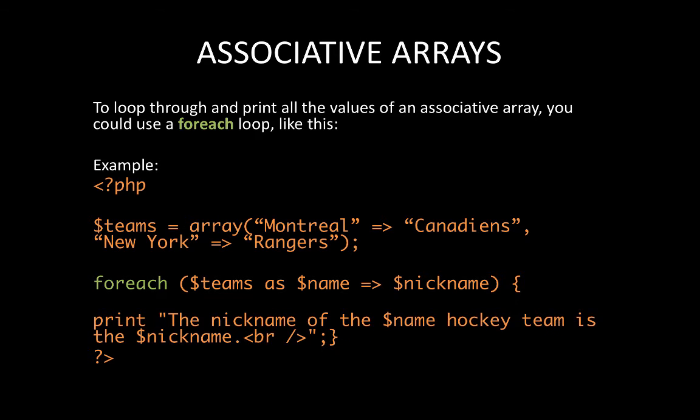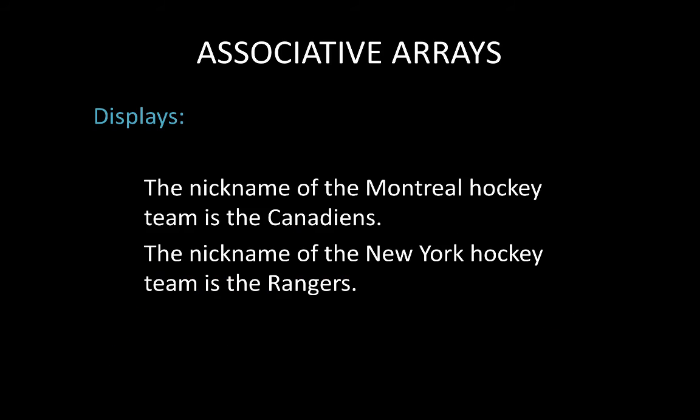So print the nickname of the $name. So if we look right up above, name is associated with nickname. So it's going to pull the first one. It's going to pull that key. So the nickname of the Montreal hockey team is the $nickname, and that's the part that it's associated with. And so it would say the nickname of the Montreal hockey team is the Canadiens. And then it would go through and it would create another sentence that would say the nickname of the New York hockey team is the Rangers. And it would end right there. That's a foreach loop, but it's reached the end of the data. So if we added more team names, it would go and it would run that as well.